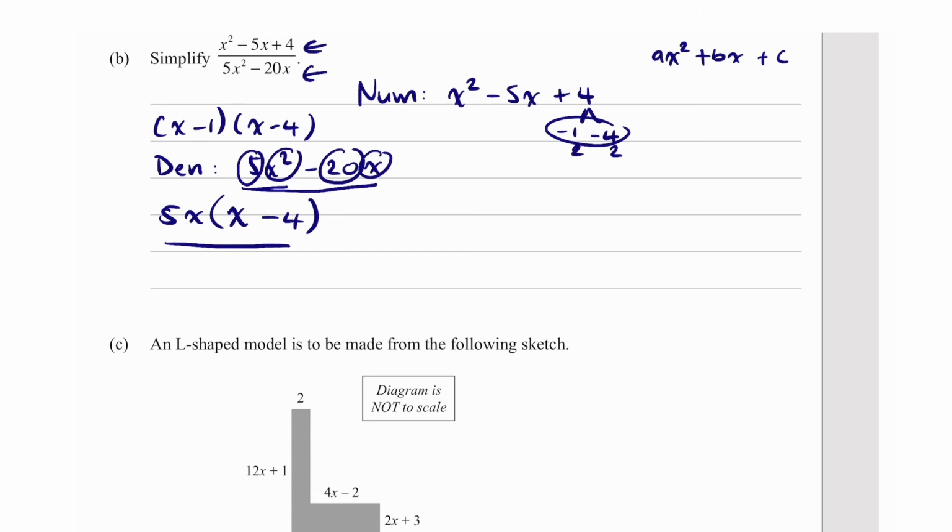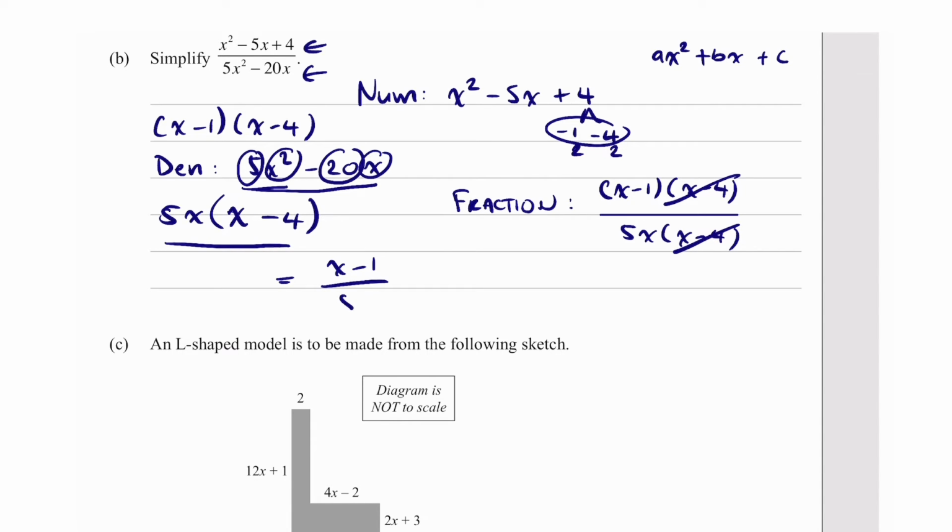So this fraction can be written factorized as x minus 1 times x minus 4, divided by 5x times x minus 4. Now, what can we simplify down? We can see that we've got x minus 4 on the top and the bottom. So these cancel out, and what we're left with is x minus 1 divided by 5x. And this is our final simplified form, because we can't get it any smaller.